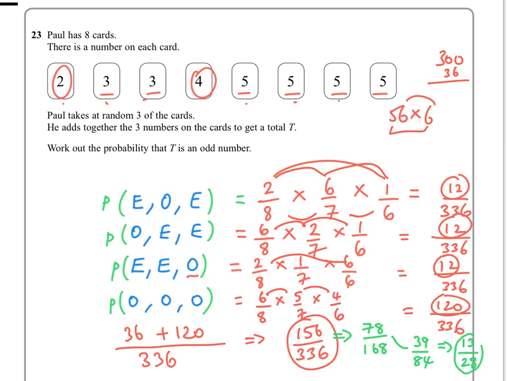So 13 out of 28 if you want, but I think 336 is better because it tells you there's 336 possibilities altogether, and you've just got 156 of them. So that's the reason why I don't cancel in probability. Okay, so that's that question done.